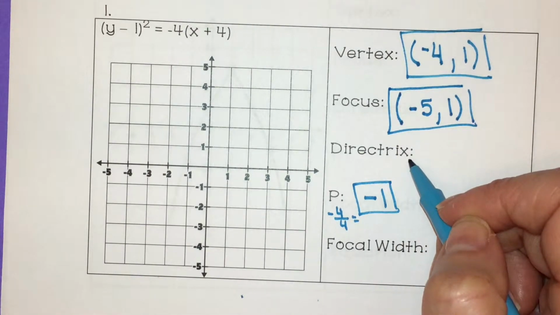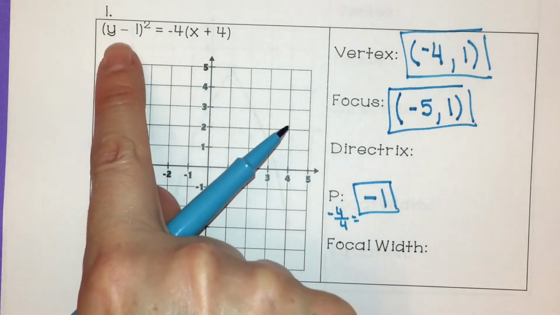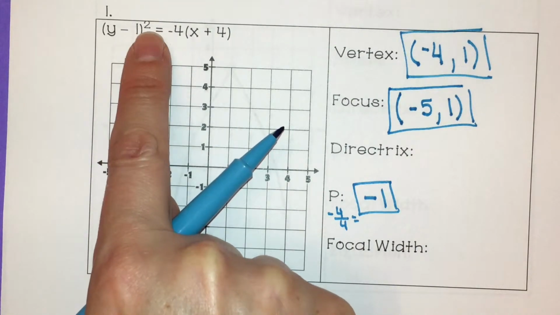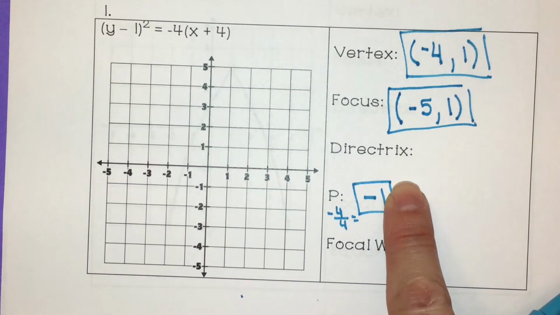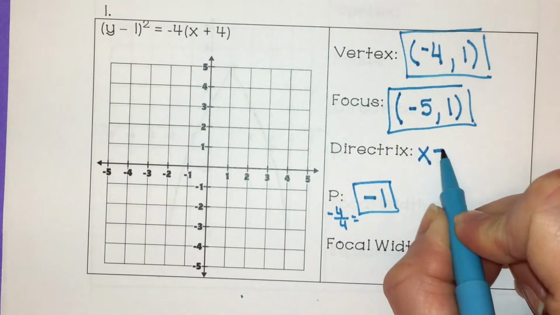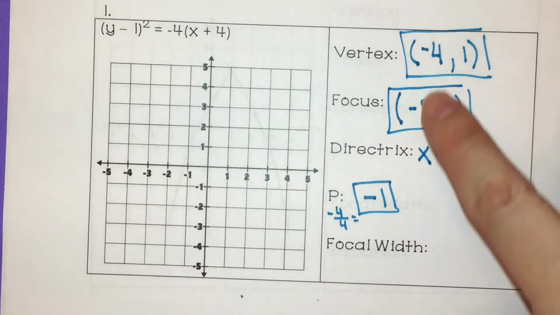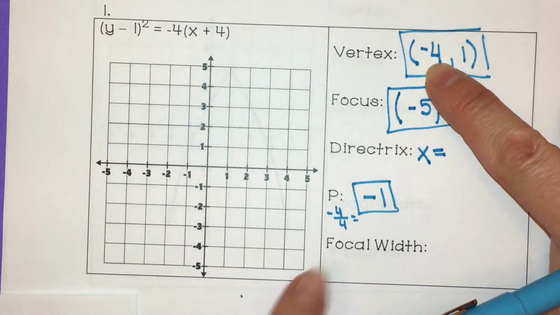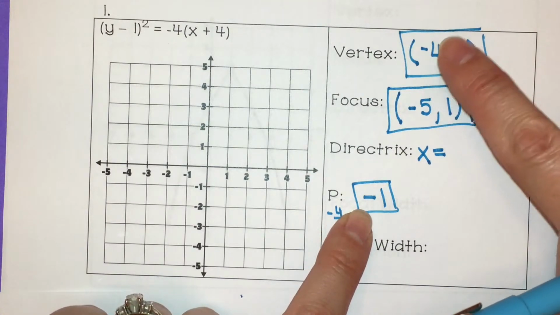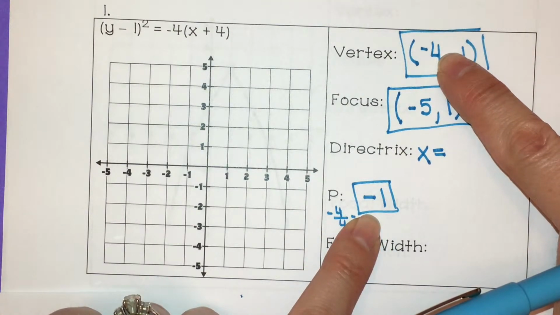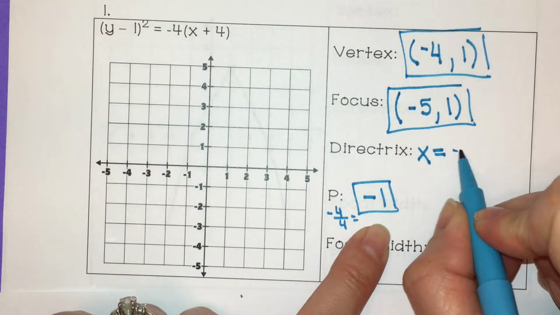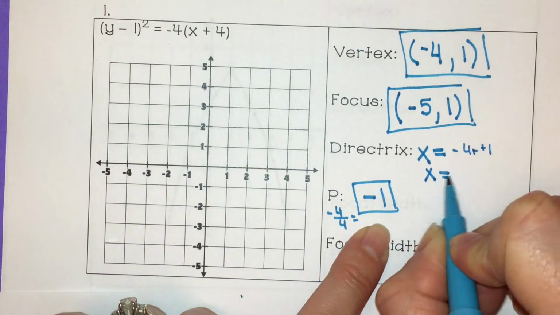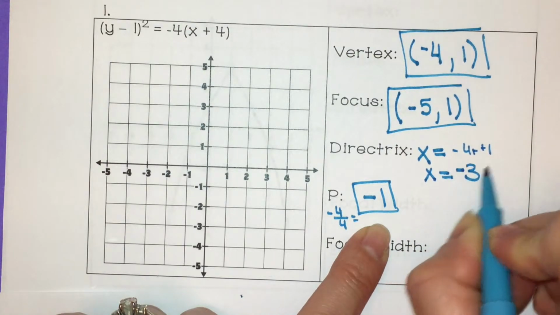For the directrix, okay, because we have y minus 1 squared, we know it's going to be a vertical line through x, where x equals the x coordinate of the vertex minus the p-value. So negative 4 minus negative 1. Well, negative 4 minus negative 1, change minus a negative to plus a positive. So x equals negative 3.